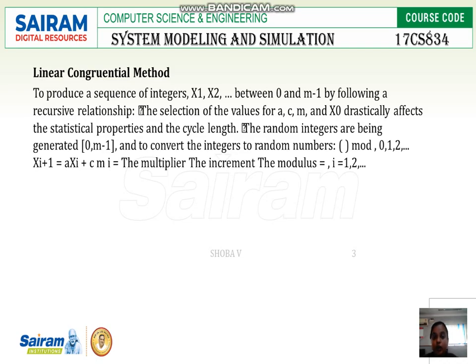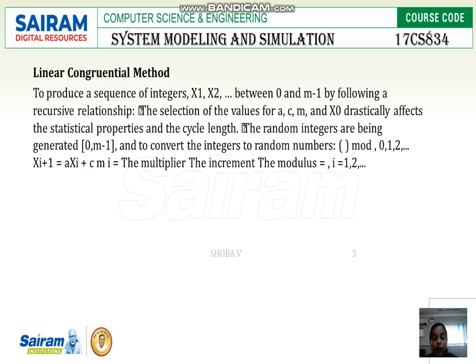If any process is underway progressively, we can go for the recursive concept. The selection of the values for a, c, m and X0 drastically affects the statistical properties and the cycle length. Normally the selected parameters determine the cycle length and the statistical properties. The random integers are generated, and then the integers are converted to random numbers between 0 and 1. This is the formula: Xi+1 = (a Xi + c) mod m, where a is the multiplier, c is the increment, and m is the modulus.